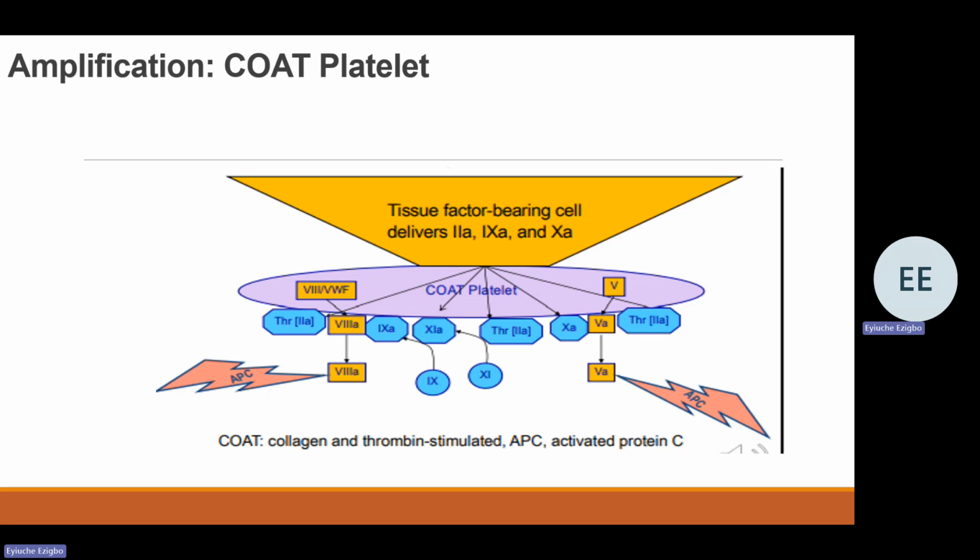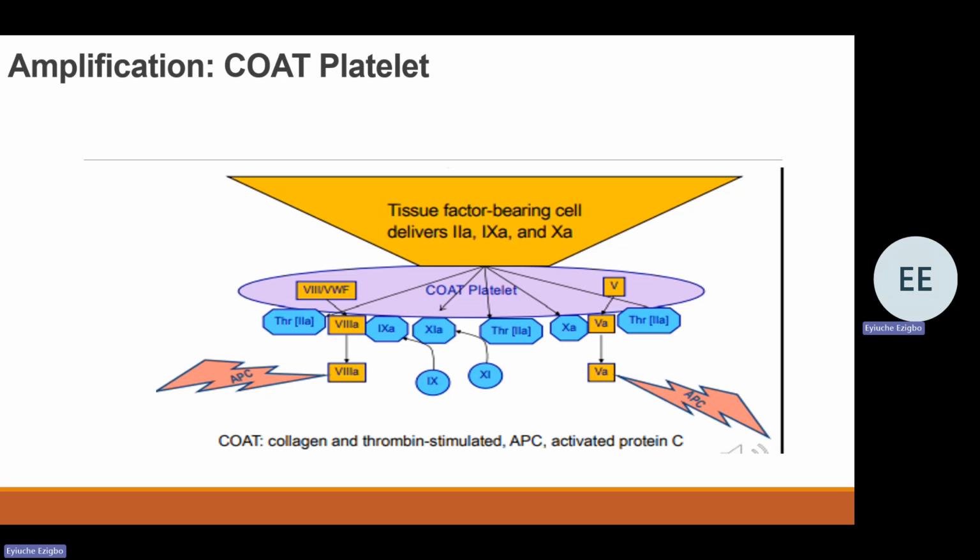release of factor 8 and von Willebrand factor complex, and also factor 5 from platelet alpha granules, and cleaves and activates factor 8 and factor 5. It also separates factor 8 from its complex with von Willebrand factor and simultaneously activates factor 11 to form activated factor 11. Factor 9 from the tissue factor-bearing cells binds factor 8 from the coat platelets, and factor 10 from tissue factor-bearing cells binds factor 5 on the surface of the coat platelets.